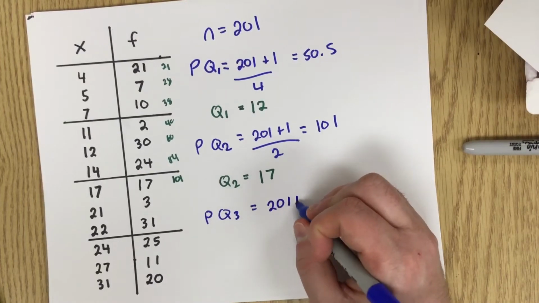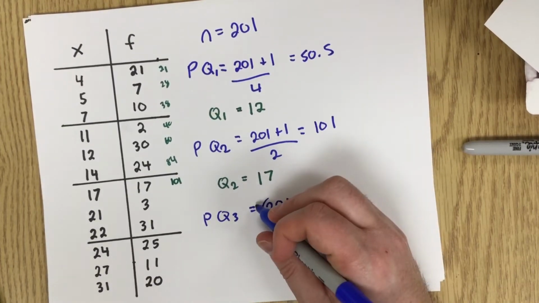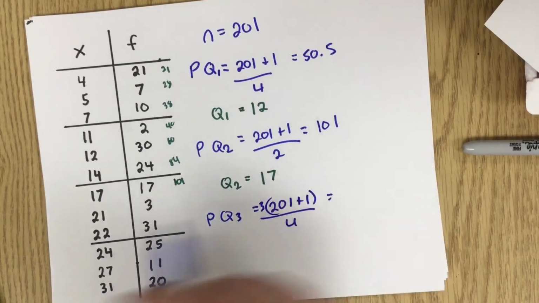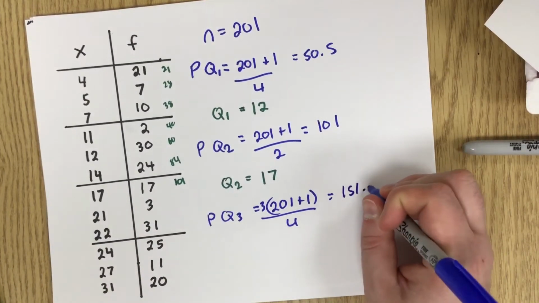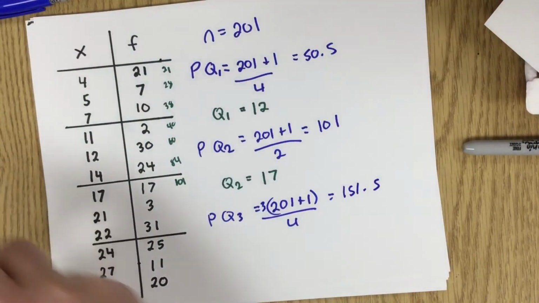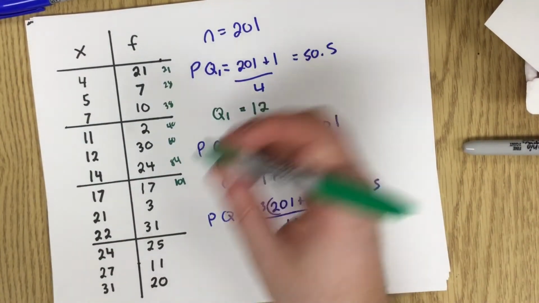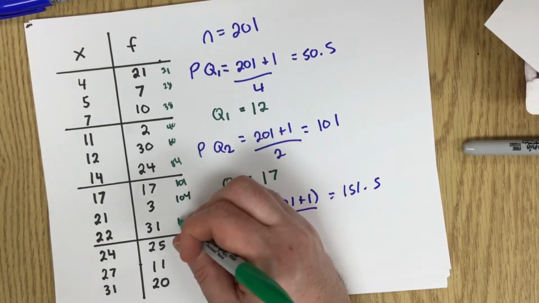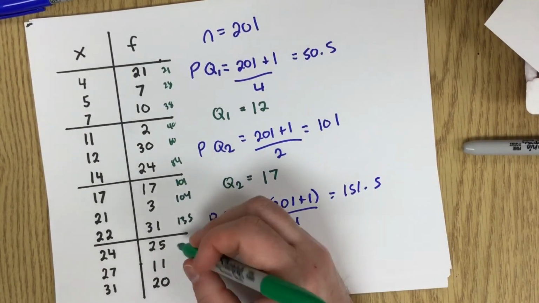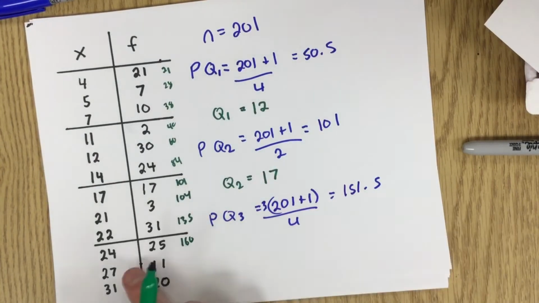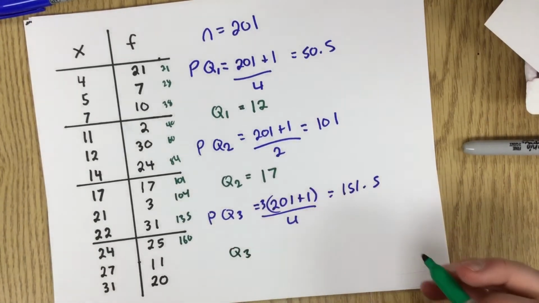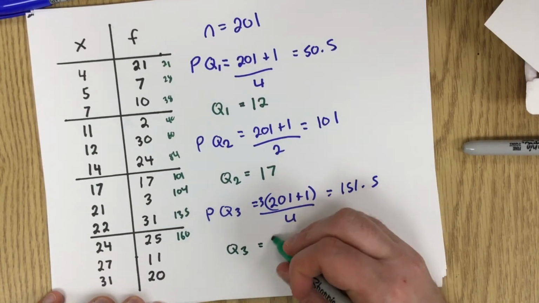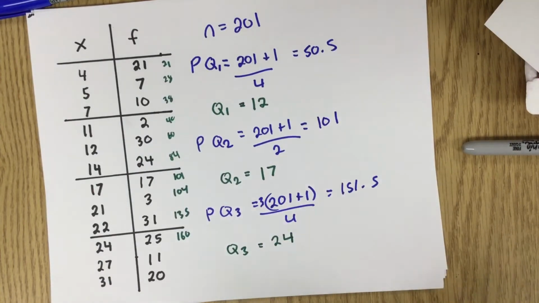And Q3 is going to be 201 plus 1 times 3 over 4, which is 202 times 3 divided by 4, which is 151.5. So it's the 151st position. We're going to keep on going. We're up to 104, we're up to 135, and then we're up to 160 over here. So 151 is going to be in this, which means that Q3 is going to be 24. And we have our values here.